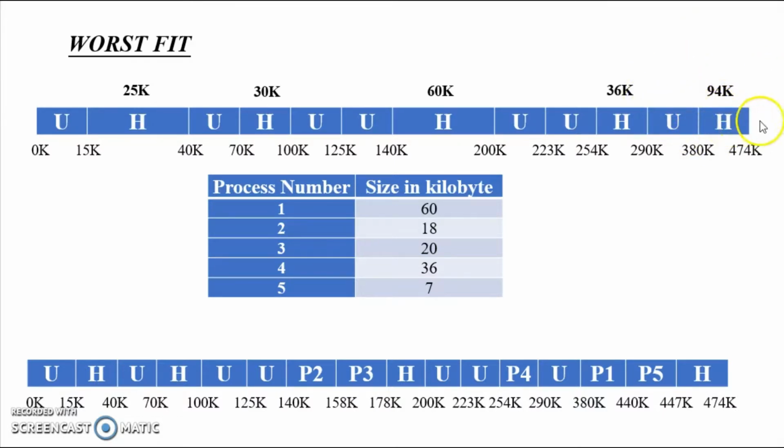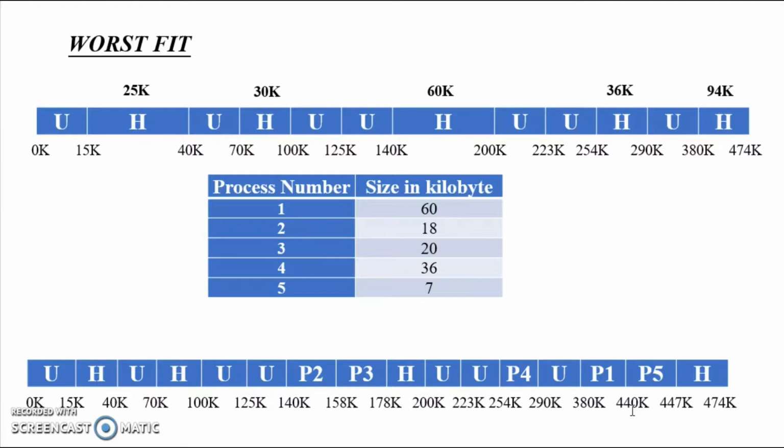It is the largest one, and we place process number 1 inside the last hole, which starts from 380 kilobytes, and we add process number 1 into it, and it ends at 440 kilobytes. So for this hole, there is just 34 kilobytes left in it.